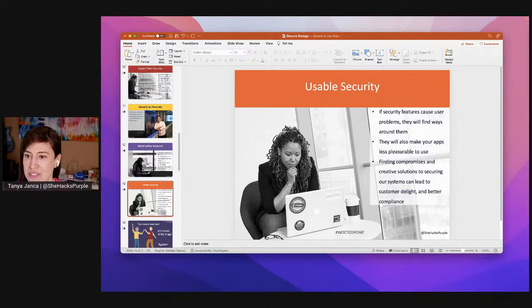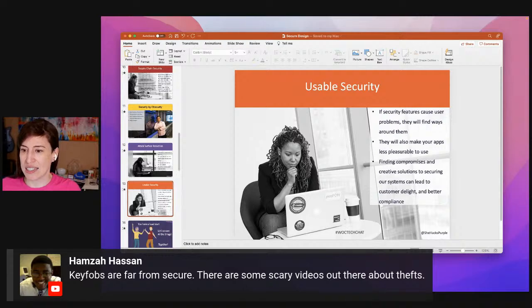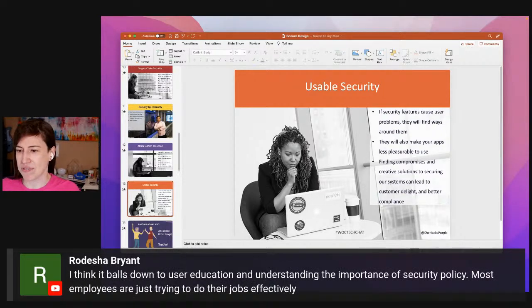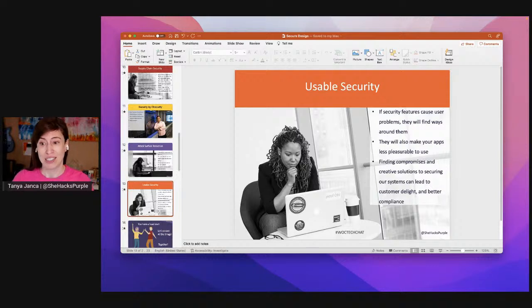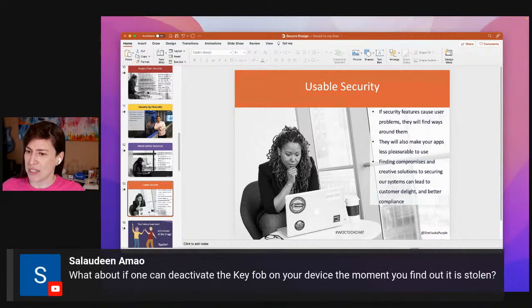Hamza says, key fobs are far from secure. There are some scary videos out there. Yeah, I know. Rodesha says, I think she's saying it falls down to user education and understanding the importance of security policy. Most employees are just trying to do their jobs effectively. Yes. I would say 99.999% of employees just want to get their job done and don't want to be hassled. Oh yeah. So Soladine says, what about if one can deactivate the key fob on your device the moment you find out it's stolen? Yeah, that would be better.